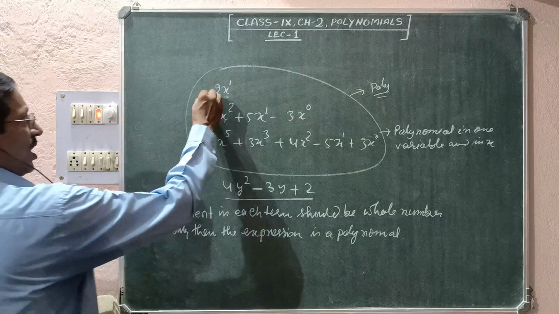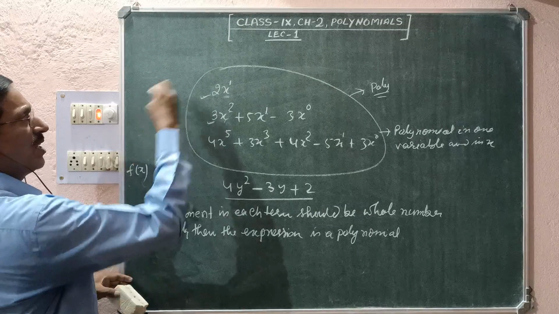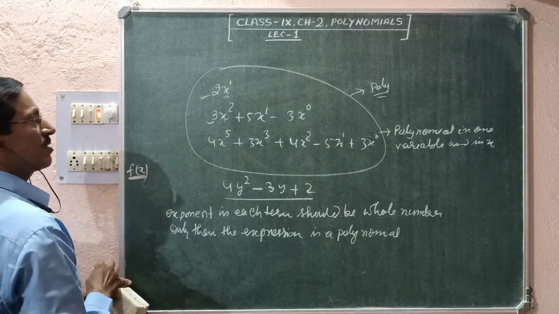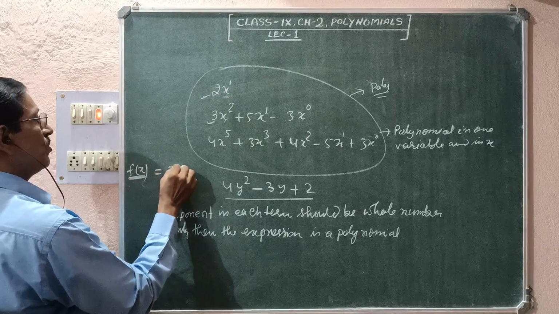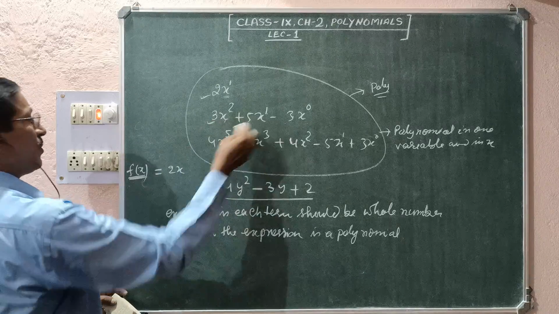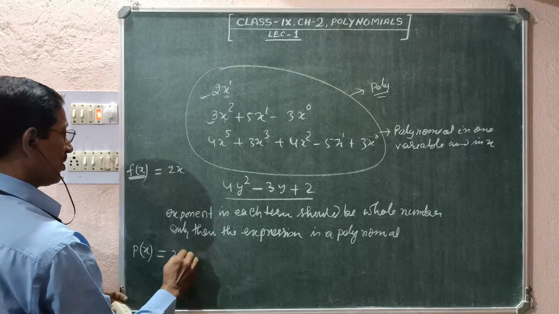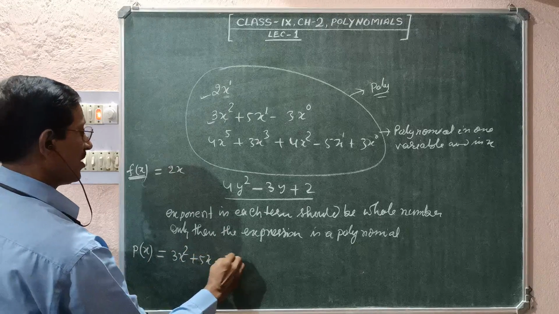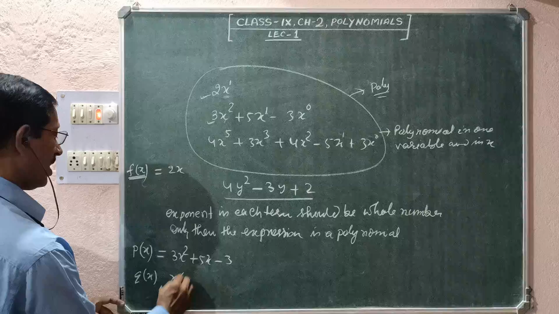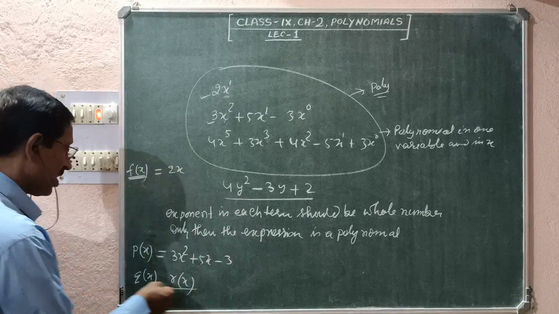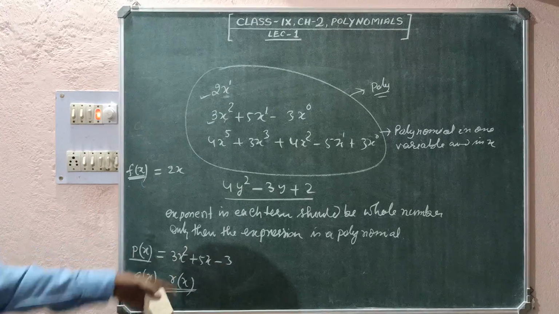All the polynomials are denoted like this, f(x). Any polynomial can be denoted by f(x). Suppose I want to denote this polynomial, so we can write f(x) equal to 2x. Suppose I want to denote this polynomial, we can define p(x) equal to 3x square plus 5x minus 3, like this. So p(x), q(x), r(x), such notation is used for polynomials.